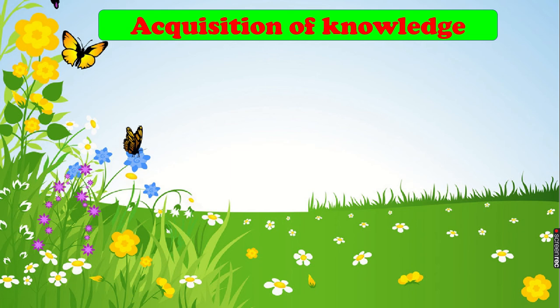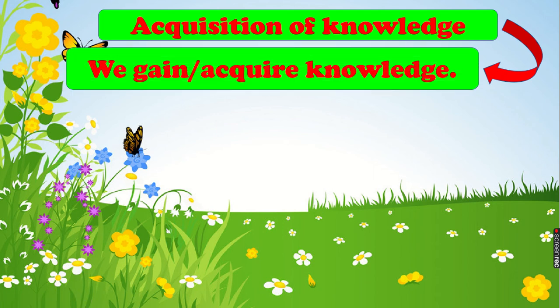Acquisition of knowledge. I believe we all know the word knowledge, right? Because it's what makes us knowledgeable learners. If we have a lot of knowledge, if we know a lot, we become knowledgeable learners. So what do you mean by acquisition of knowledge? It means we gain, we acquire knowledge. Oh, Miss Danica, I still don't know the meaning of gain and acquire. Well, it means get. We get.